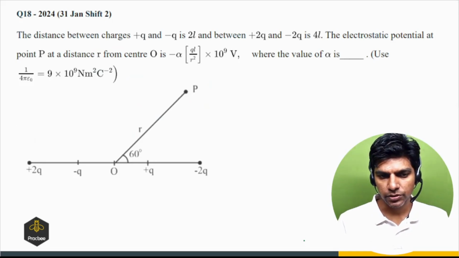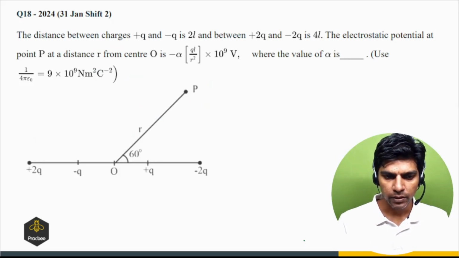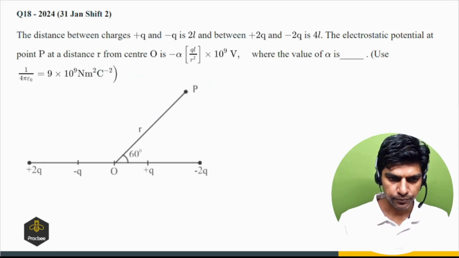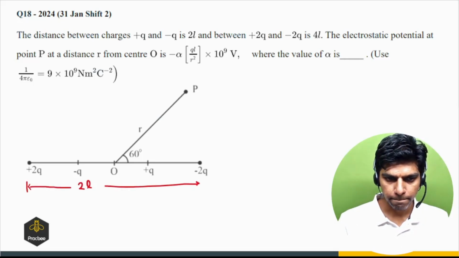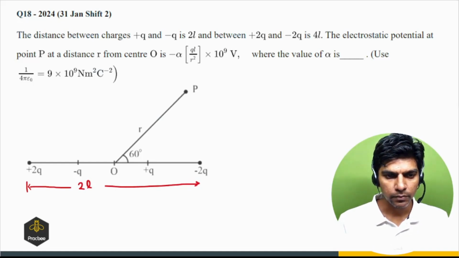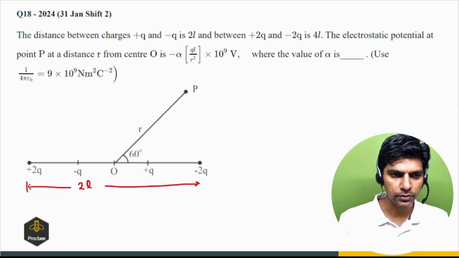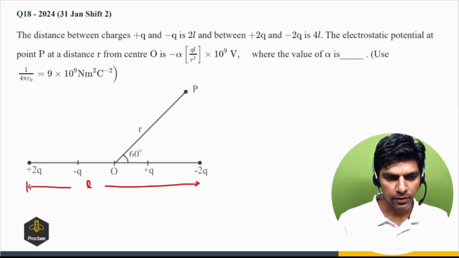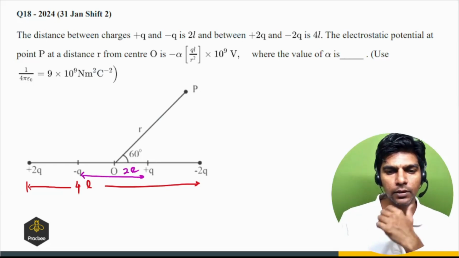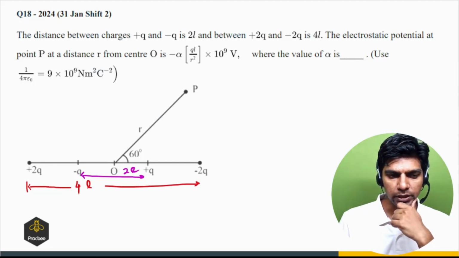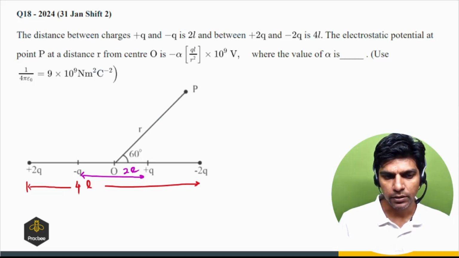Let us see another illustration. The distance between the charges plus q and minus q is 2L. So this distance is given as 2L, and between, sorry, this is 4L basically. This is 4L, and the distance between the small q's is 2L. Right, the electrostatic potential at a point P at a distance r from the center. So here I'm assuming a short dipole.